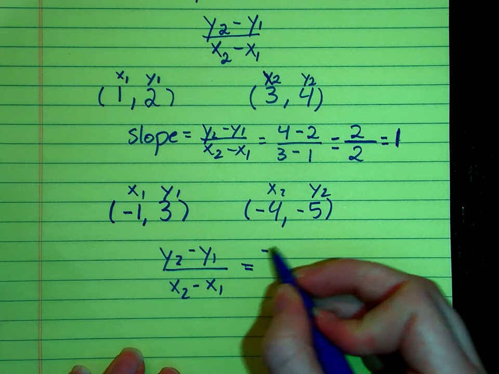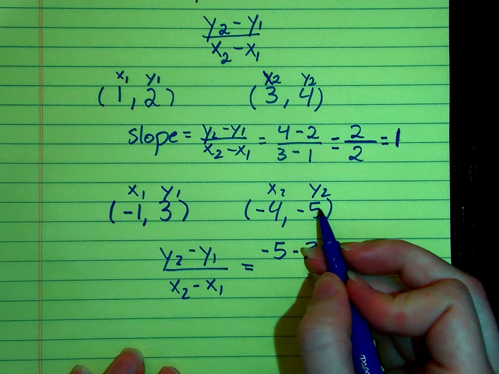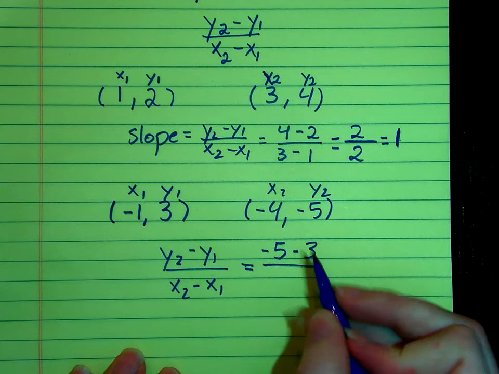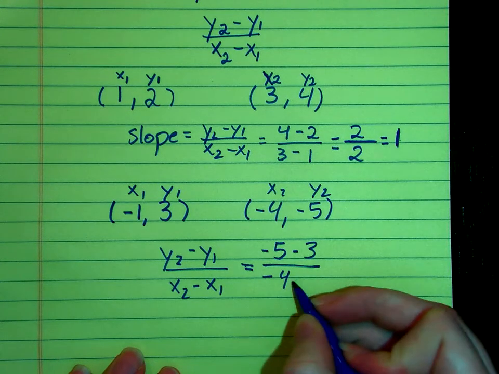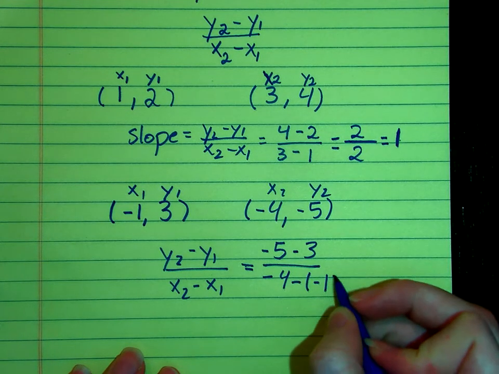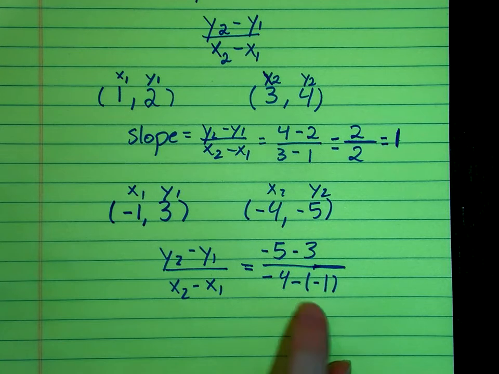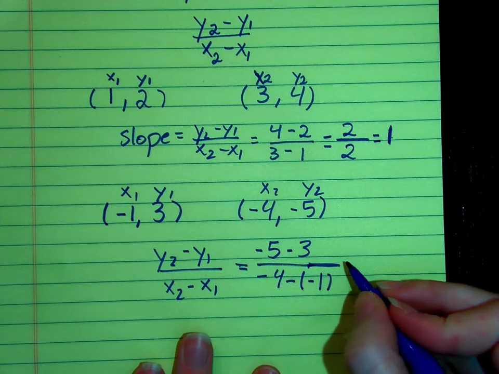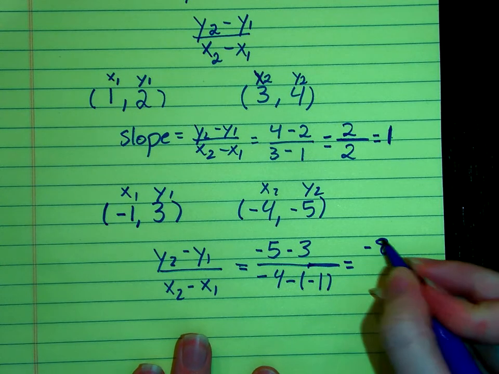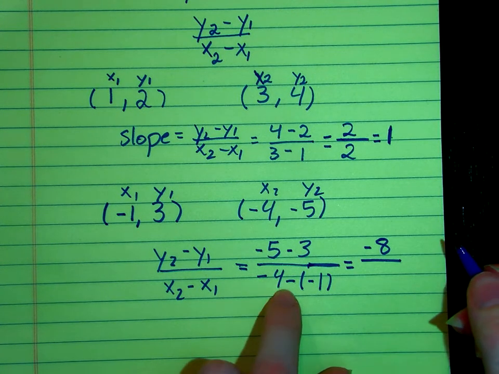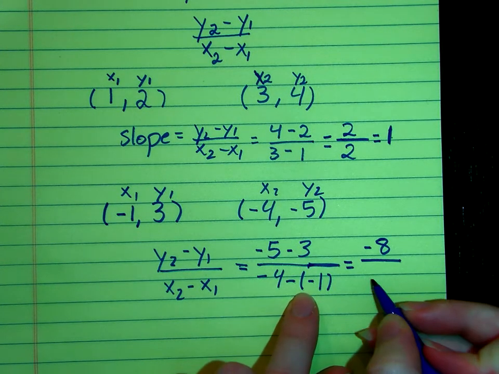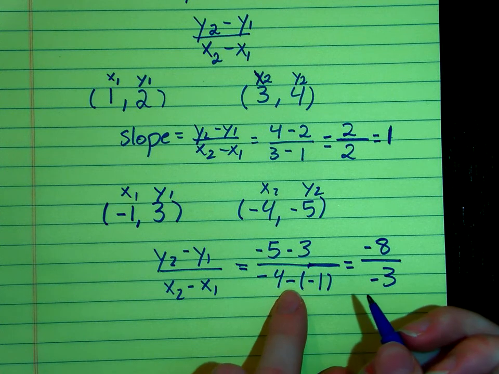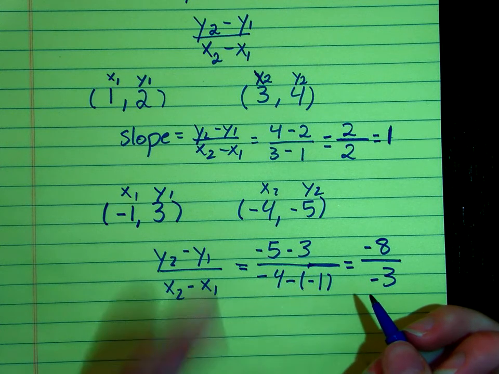So then we do -5 minus 3, my y2 minus my y1, over -4 minus, I'm going to go ahead and put my -1 in parentheses because I've got to remember I'm subtracting a -1. I'm not subtracting a +1. So that will change up my answer a little bit. Now when I subtract these, I should end up with -8 over -4 minus -1. That's going to get me -3, because remember I'm subtracting a negative, which merely means I'm adding a positive.